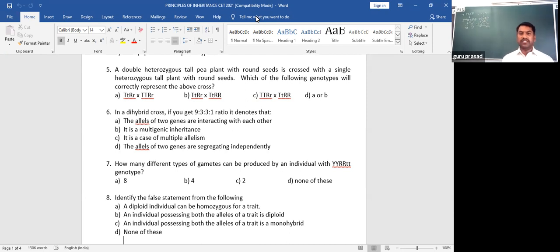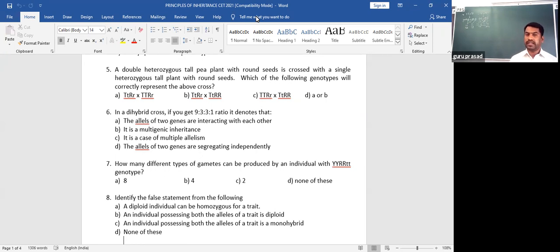In a dihybrid cross, if you get 9:3:3:1 ratio, it denotes that. So we are doing a dihybrid cross. In that, if you get 9:3:3:1 ratio, what is its denotation? Of course, 9:3:3:1 is the phenotypic ratio of the dihybrid cross that Mendel has done. Option A, the alleles of the two genes are interacting with each other.